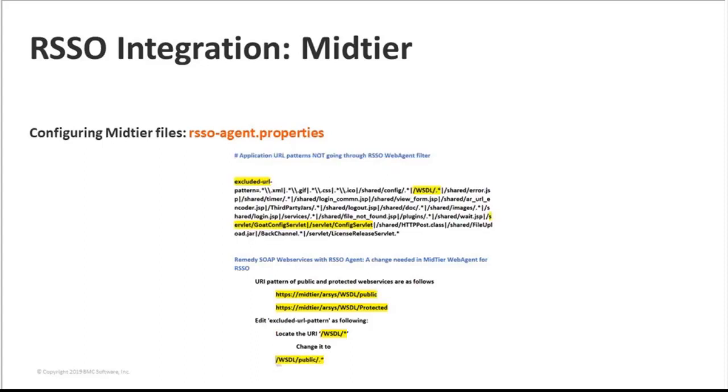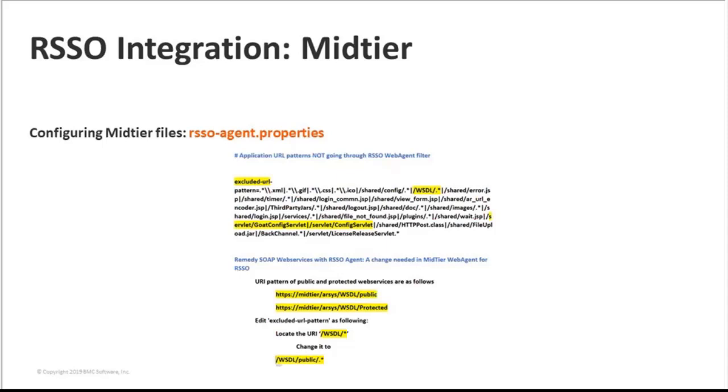Okay, so the RSSO agent properties also have one other important parameter, which is about the excluded URLs, which means that there are certain URLs which will not be under the SSO influence. So if you want to go to the Midtier configuration tool, you don't have to go through Remedy SSO. That's when you put that Midtier config servlet into this excluded URL.